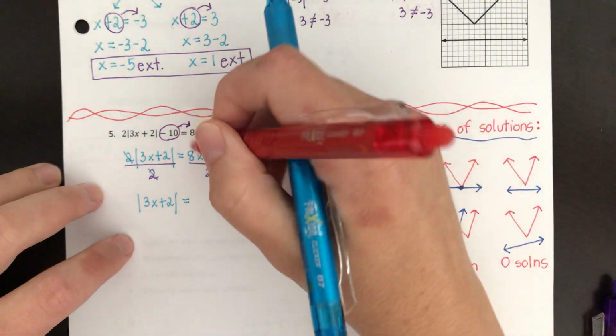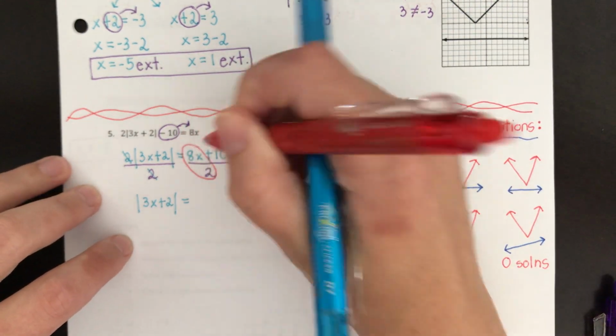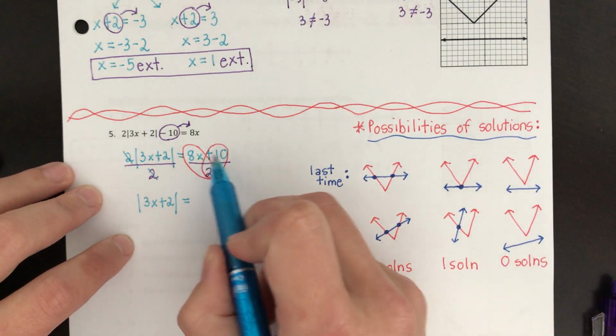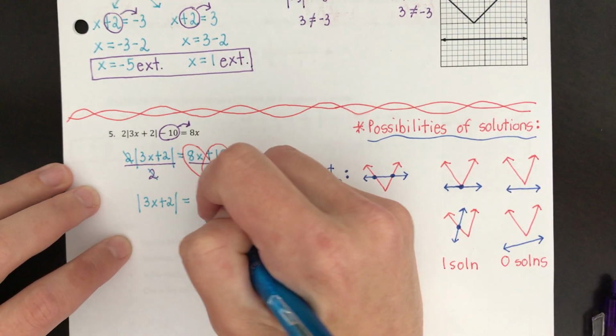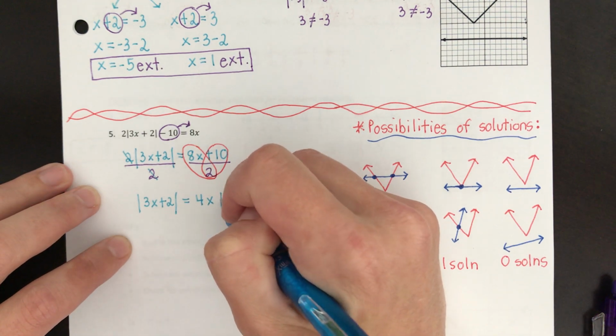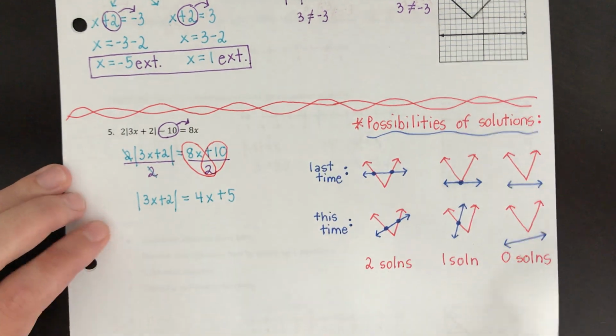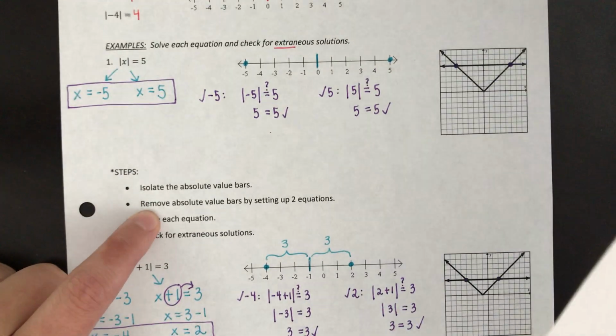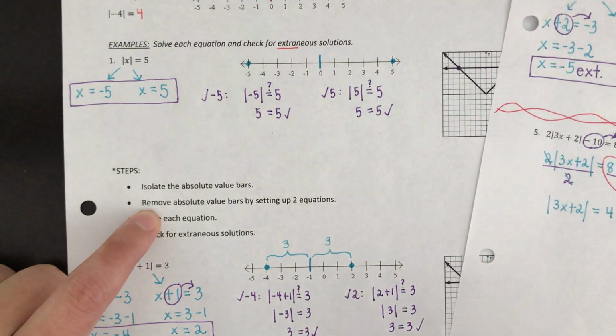Okay, here I'm going to get my red pen because remember I use this cheesy saying. I know, it's cheesy. Okay, share the love here. Divide both terms by that 2. So this will be 4x plus 5. Okay, so I have done step 1. Check. Isolate absolute value bars. Now, remove absolute value bars by setting up both equations.